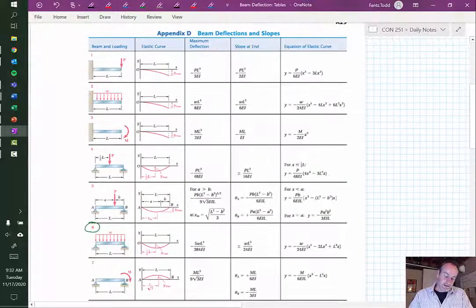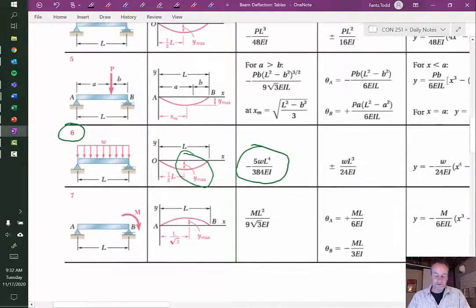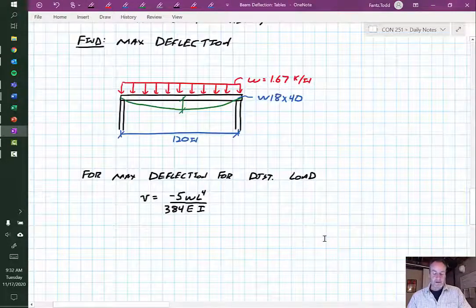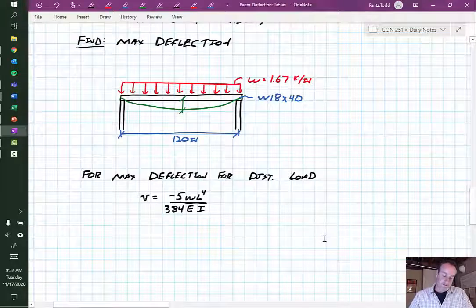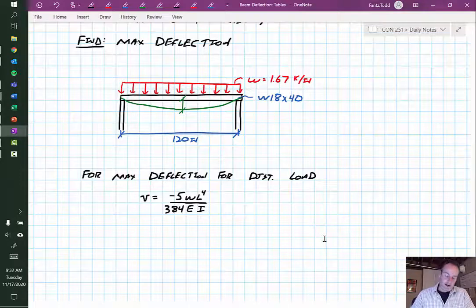So what I'm going to use here, up top it says maximum deflection. Well, that's the problem I was looking for, maximum deflection. It's this value right at the midpoint, right? L over 2. And its value can be found by using this: minus 5 W L to the 4th over 384 EI. So bam, there it is. Maximum deflection is minus 5 W L to the 4th over 384 EI from that table.